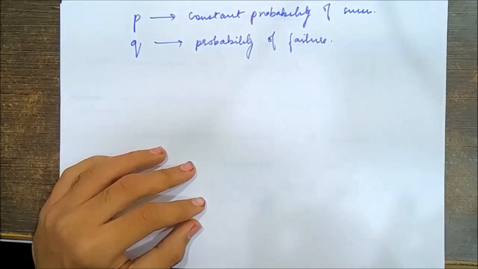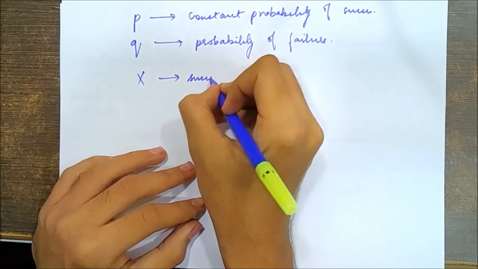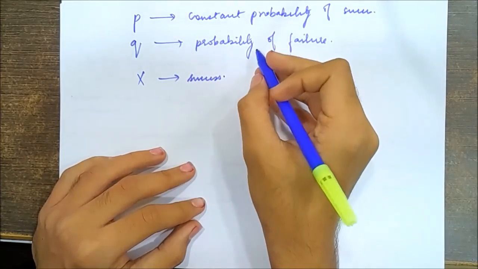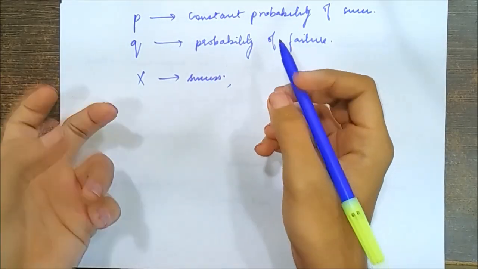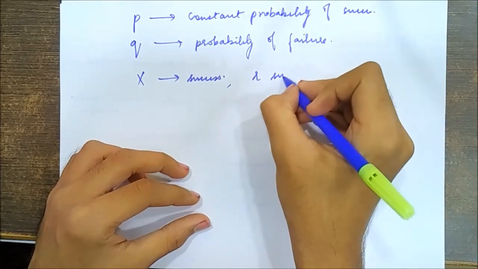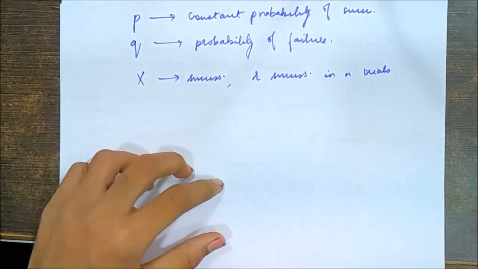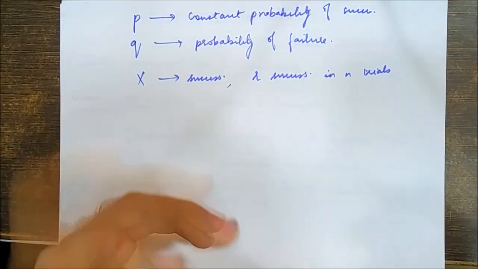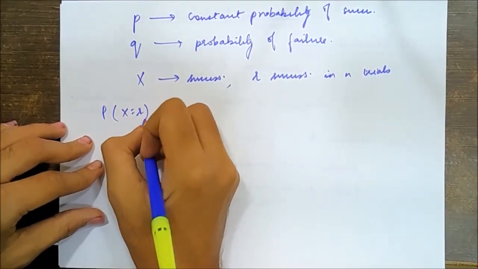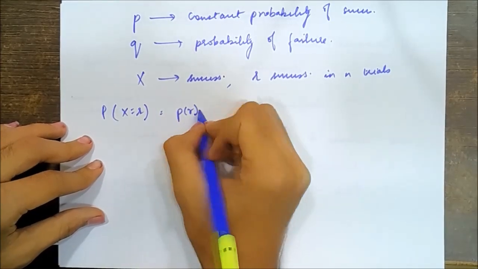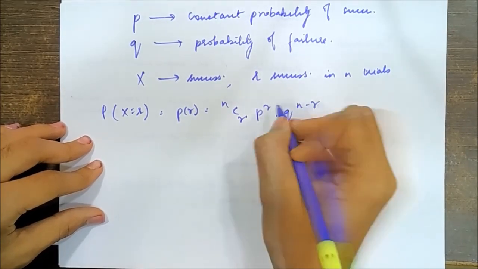In a binomially distributed random variable, X represents the number of successes. Then the probability that X is equal to r, that is, there will be r successes in n trials, is given by P(X = r) = P(r) = nCr p^r q^(n-r).